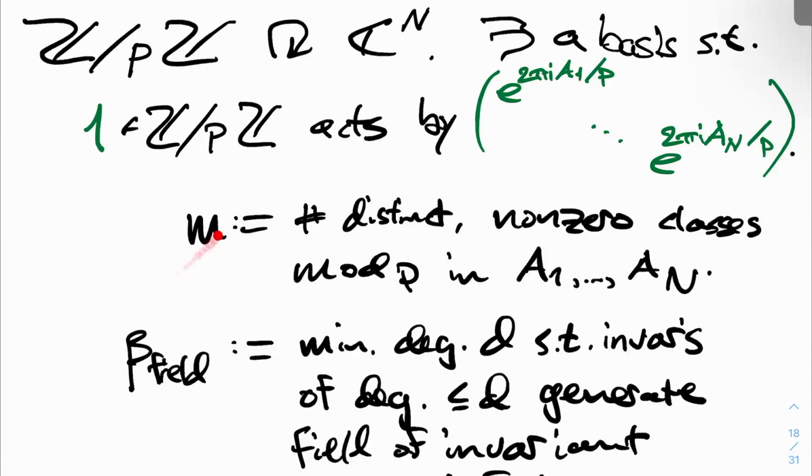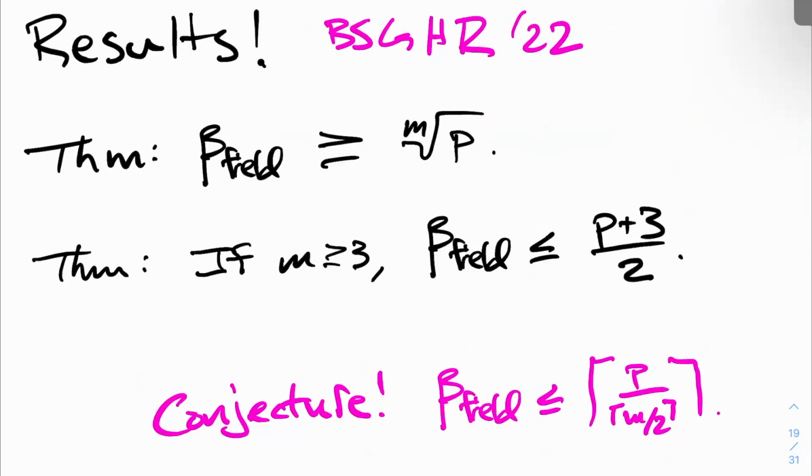Let's introduce some notation. I'm going to say M is the number of distinct non-zero residue classes mod P among these exponents, which are the exponents of some fixed primitive Pth root of unity that we're working with reference to. So M is the number of distinct numbers that appear along this diagonal. And beta field is the number of interest. It's the minimum degree such that the invariants of degree less than or equal to that degree generate the field of invariant rational functions in terms of multiplication, division and subtraction. Now I'm going to give you results, and then we'll do as much proofs as we have time for. Sound good?